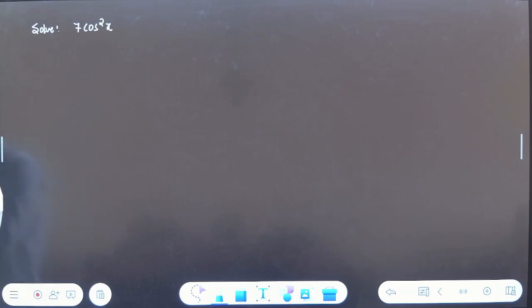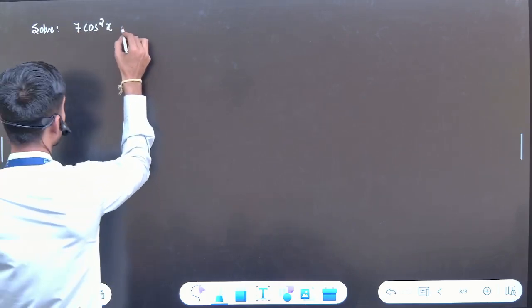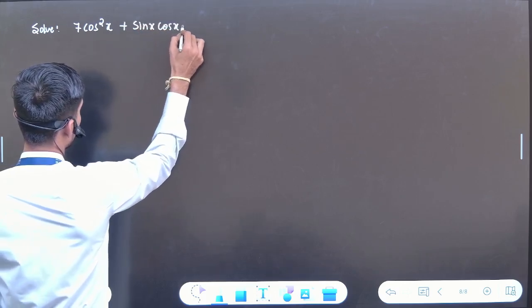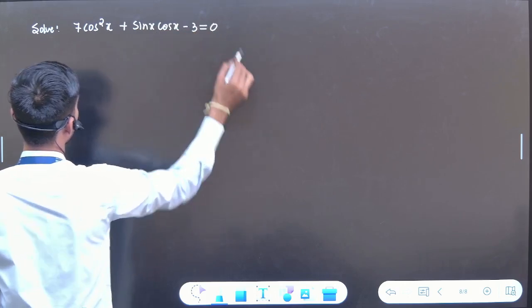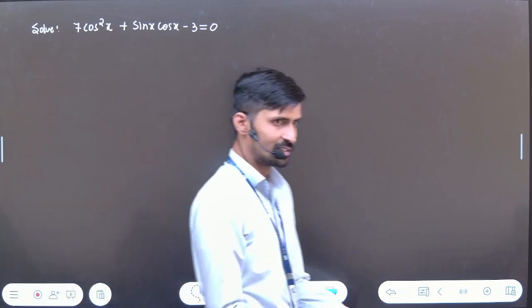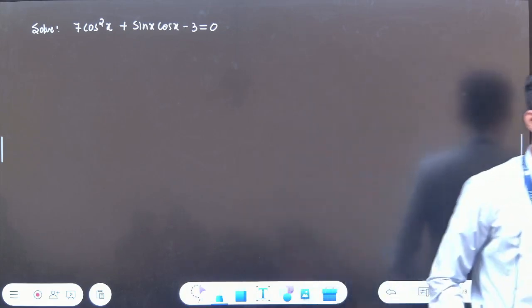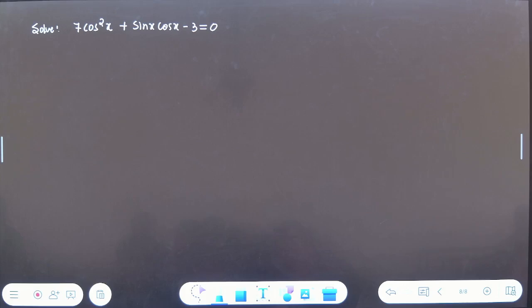7 cos square x. Who will say the answer?